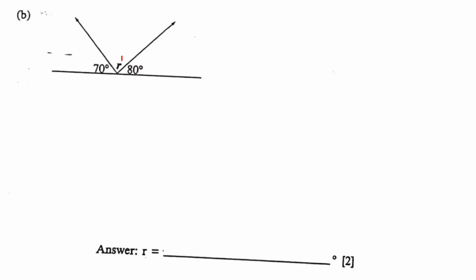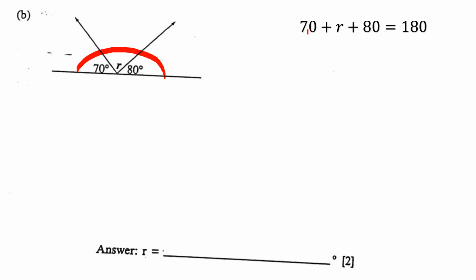The rule that we should use for this one is the rule that says that angles on a straight line at a common point add up to 180 degrees. And so what that means is that once we add 70 plus R plus 80, all of them should add up to 180 degrees. 70 plus R plus 80 should add up to 180 degrees because they are on a straight line and they are at a common point.